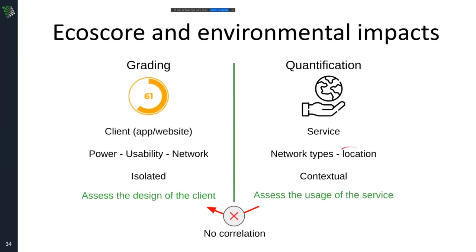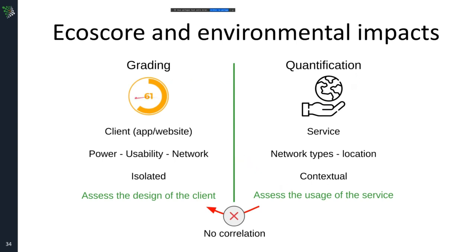So these two methodologies are designed for different people. For instance, the grading is more designed for developers, while the quantification of environmental impact is more for the organization itself to know how to manage its projects. So they report different values and they have different targets, and that's why we need them to coexist.